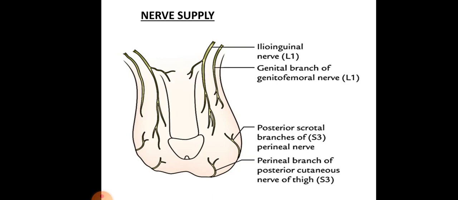Now the nerve supply of the scrotum includes branches from the ilioinguinal nerve and the genital branch of the genitofemoral nerve. Then in the lower part it is supplied by the posterior scrotal branches of the perineal nerve and the perineal branch of the posterior cutaneous nerve of the thigh.